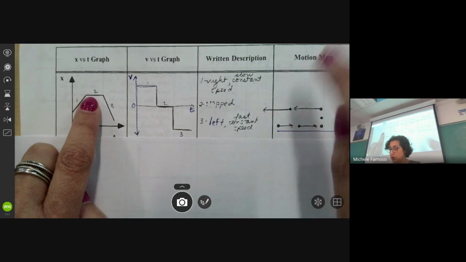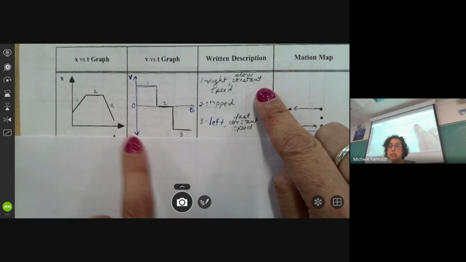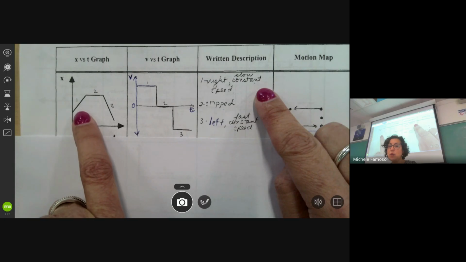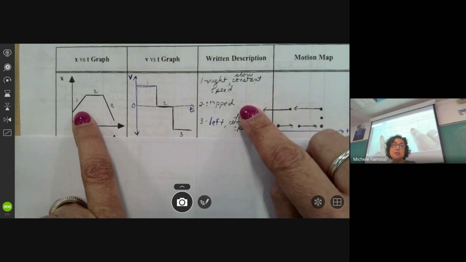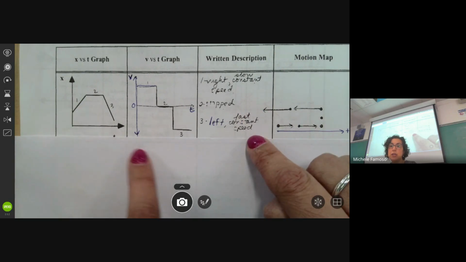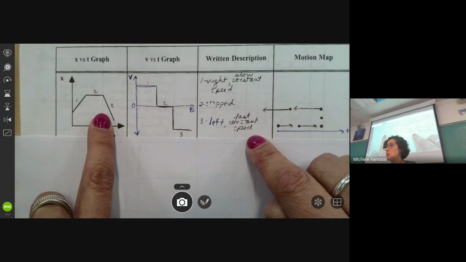So we have 3 horizontal line segments, 1, 2, and 3, where 3 is a little bit further away than 1 is. So my descriptions of motion, segment 1 is traveling to the right with a slow constant velocity or constant speed. Number 2 is stopped or not moving or at rest. And number 3 is going left at a fast constant velocity or fast constant speed.